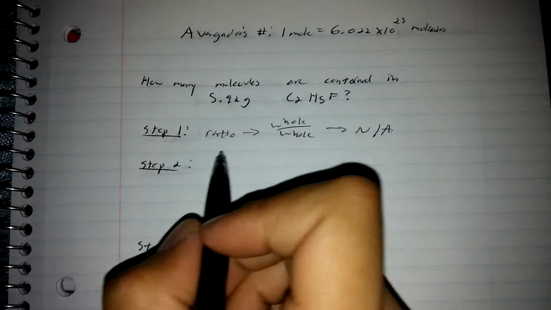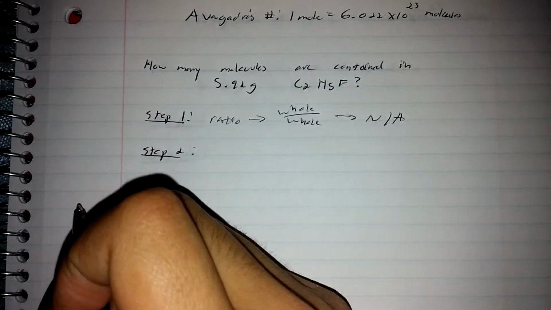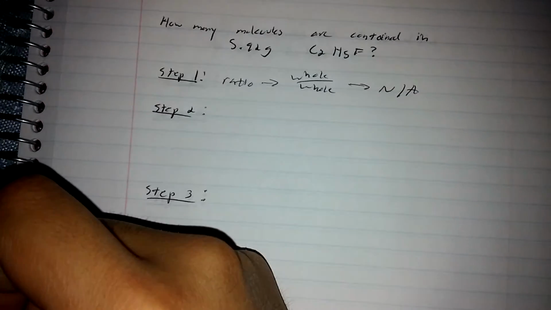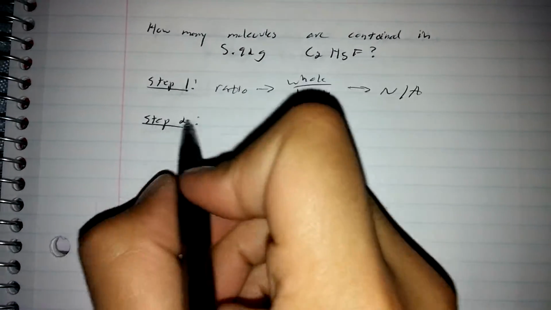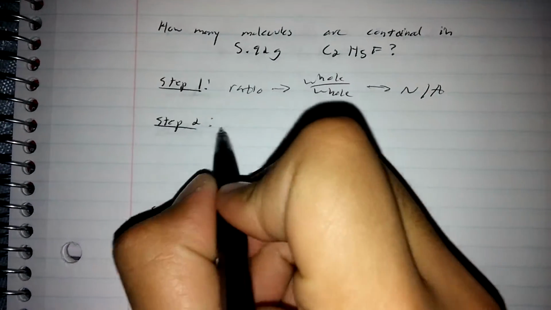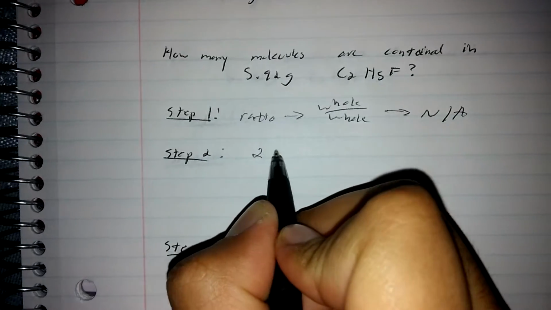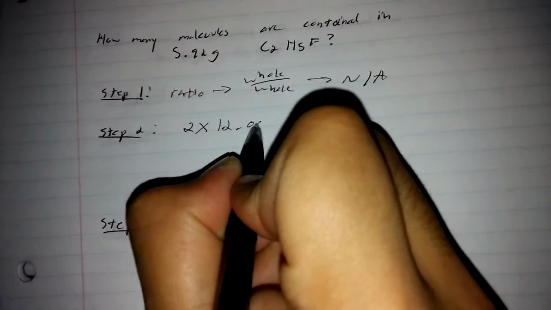In our second step, we would have to calculate our total atomic mass of our compound. By looking at the periodic table, we can begin to add up all of our elements and their atomic masses. And if you notice here in this compound, we have 2 carbon. So by looking at our periodic table, we would multiply 2 carbon by its atomic mass of 12 grams.